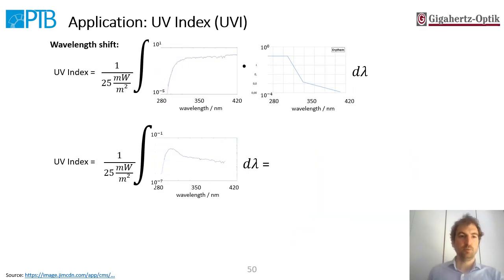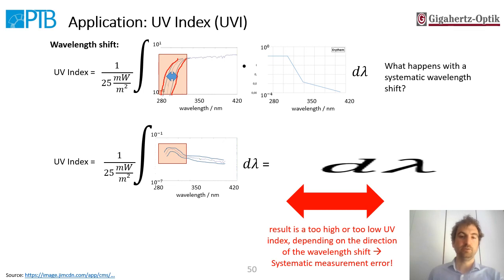Thinking about a possible wavelength shift, we will end up with a signal like this. So the solar edge in this case is shifted to the right or to the left, which will actually end up with different signals multiplied by the weighting function. So as a result, your UV index might be too high or too low, depending on the direction of the wavelength shift. So the wavelength shift is a systematic error.